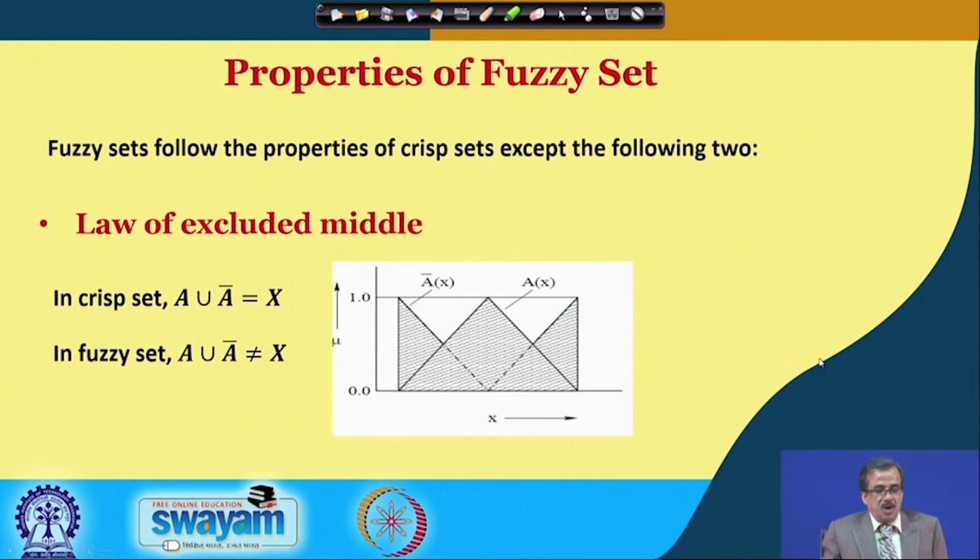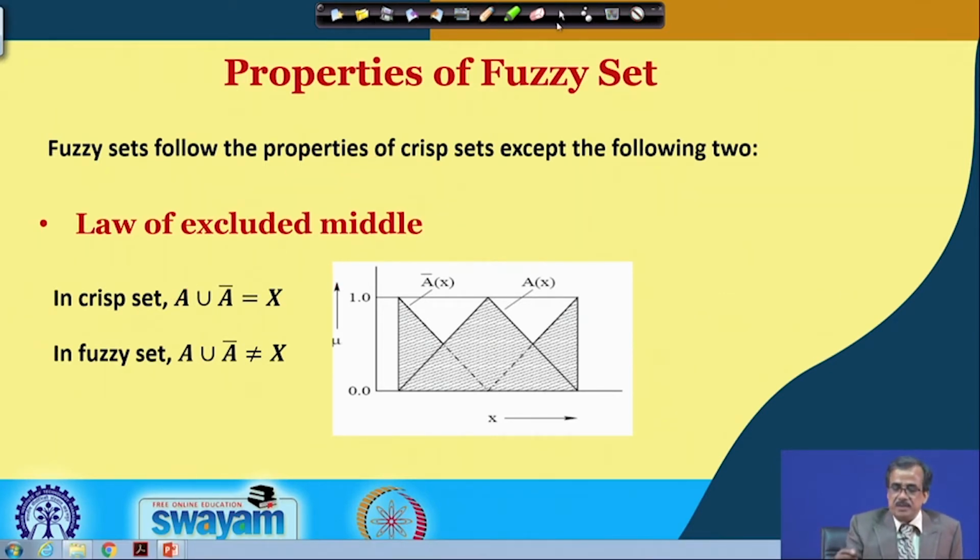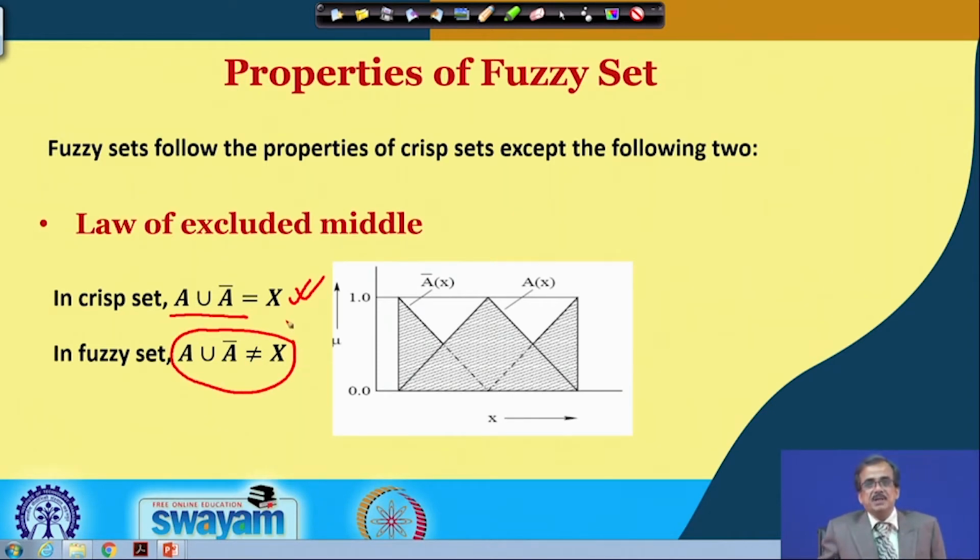If you see the law of excluded middle first, as I told, these two properties are not followed by the fuzzy set: the law of excluded middle and the law of contradiction. According to the law of excluded middle in crisp sets, the union of a set A and its complement, A union A bar, is nothing but the universal set. But in fuzzy sets you will find that A union A bar is not equal to x. So, this particular violation we are getting in the fuzzy set.